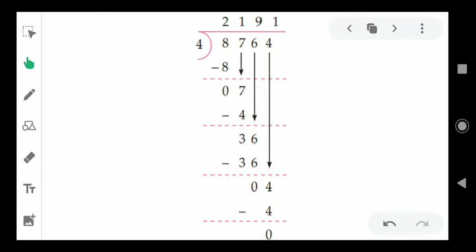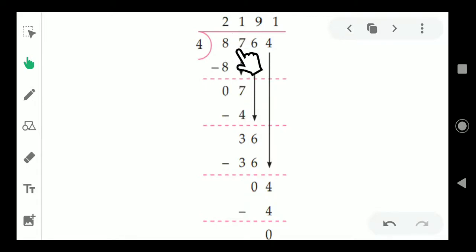Next, we are going to start division. Only one digit number. Consider the number on the first, 8. In 8, how many 4s are there? 1 4 is 4, 2 4s are 8. 2 times. So 2 into 4, 8. 8 minus 8, 0.